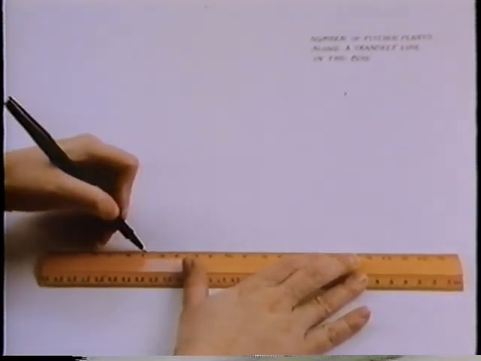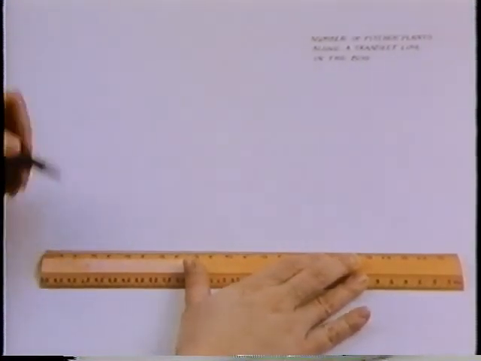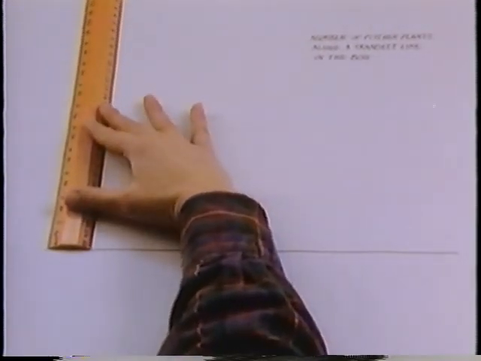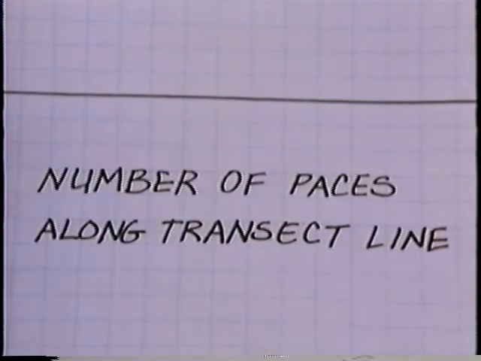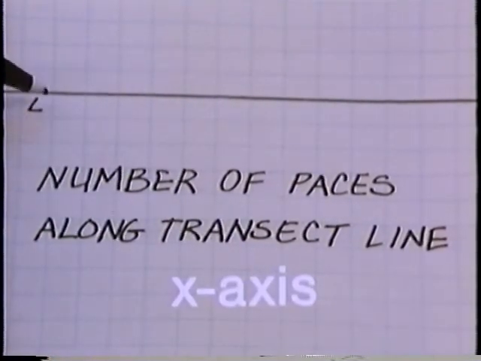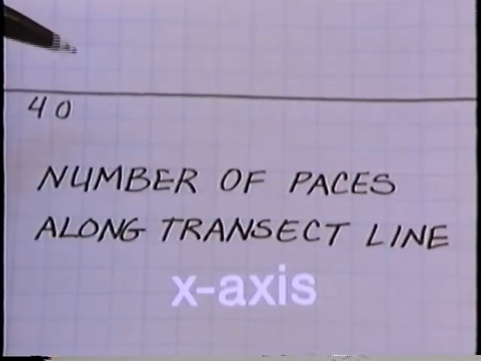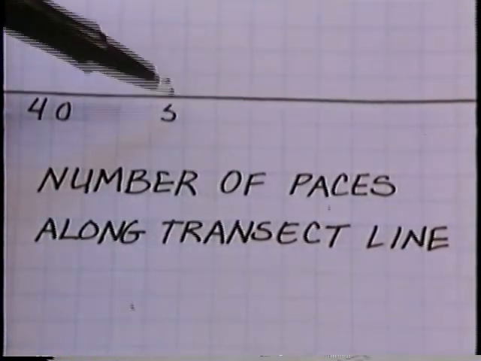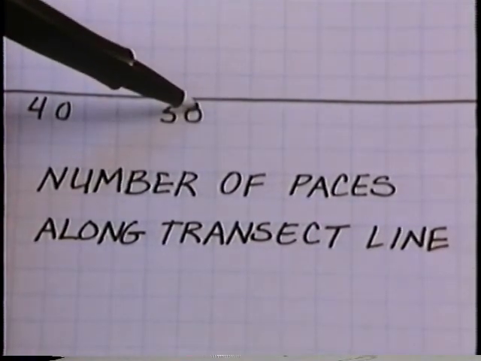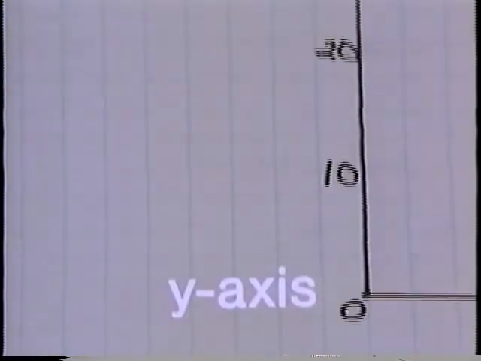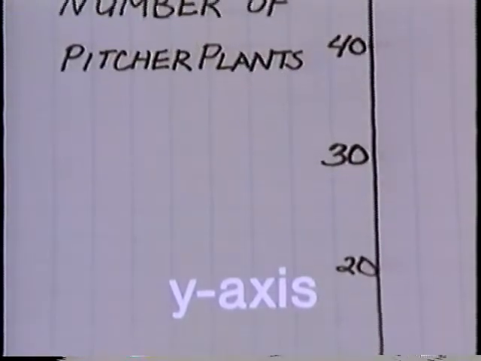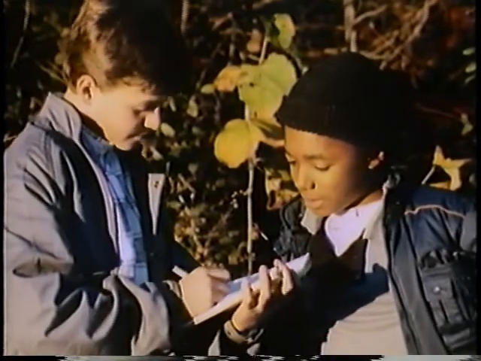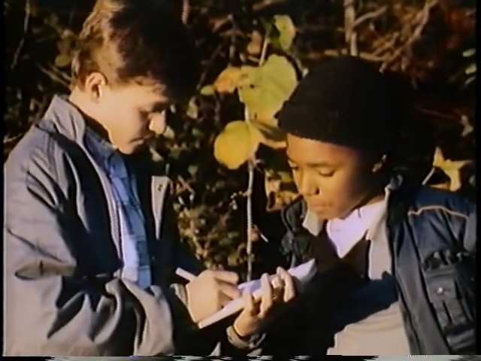First, we draw a horizontal axis and a vertical axis. Along our horizontal, or x-axis, we label the first variable distance, or number of paces along a transect line. On our vertical, or y-axis, is the second variable, the number of pitcher plants. Referring to our data, we will plot the graph.